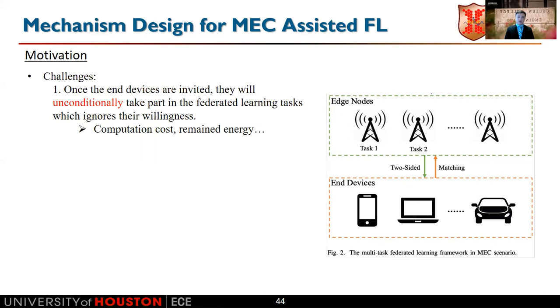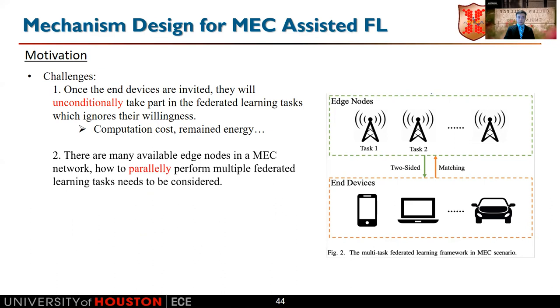So the challenges here are as follows. In traditional federated learning, it is assumed that once the end devices are invited to the tasks, they will unconditionally take part in the federated learning, which ignores their willingness, because first of all, federated learning will bring them computation cost. Also, they need to check if the remaining energy can support them to complete the federated learning tasks. Second, there are many available edge nodes in MEC networks, and each one can perform as an aggregator. So we need to consider how to perform multiple federated tasks in parallel. And the third one is that information exchange cannot be done entirely in large-scale Internet of Things scenarios.